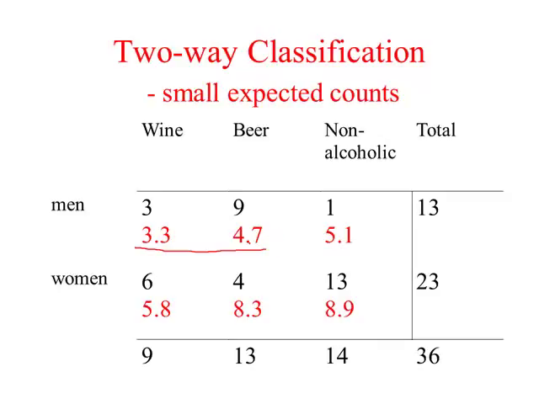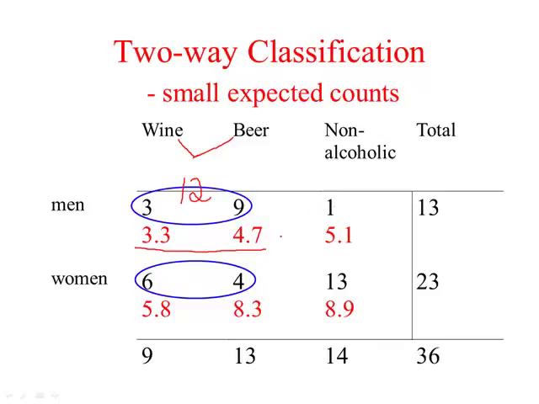So we can either collect more data or we can collapse across our categories in order to get rid of this problem. What we're going to do in this example is collapse our categories. So this means we're going to combine wine and beer to be an alcoholic versus non-alcoholic category. So we'll change this to be 12 choosing alcoholic versus 1 non-alcoholic. And here 10 women choosing alcoholic versus 13 non-alcoholic. So this is what I mean by collapsing our data. We just add them together.